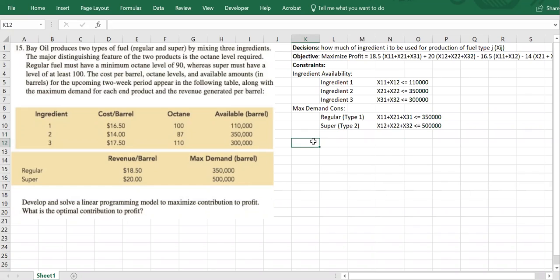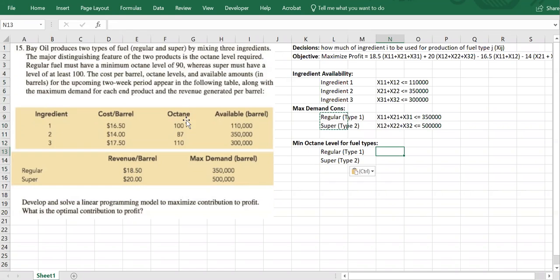So I'm just going to add that: the minimum octane level for each fuel type. We have to define this for both types, regular and super. For the regular, like I said, the weighted average of the octane level of its ingredients should be greater than or equal to 90.